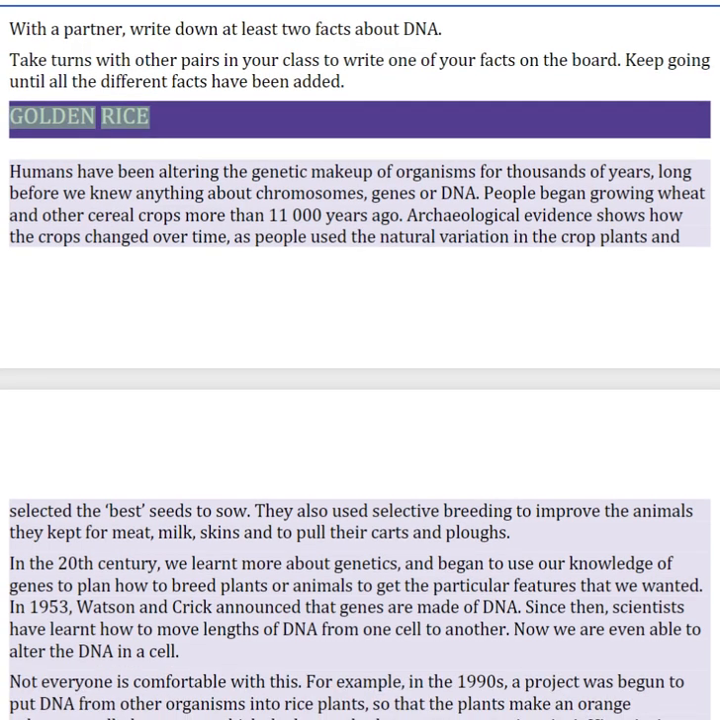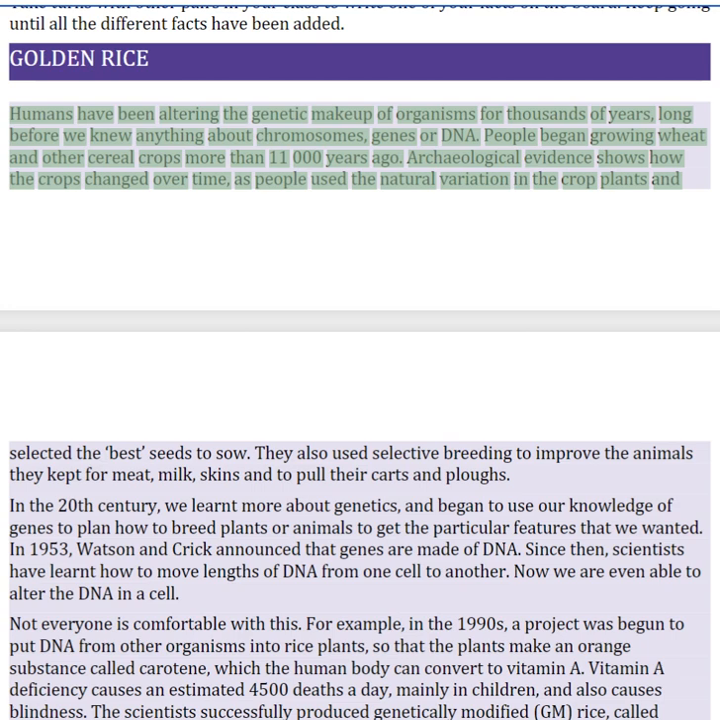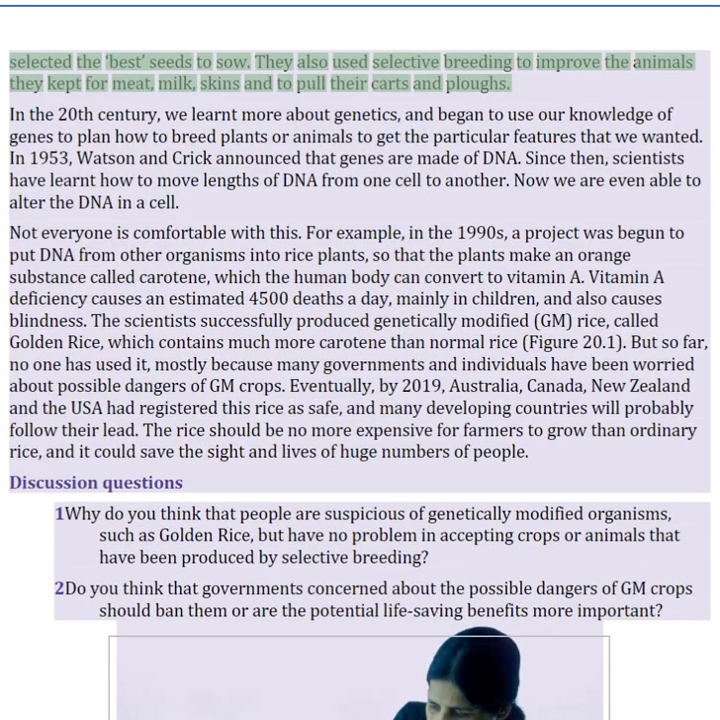Golden rice. Humans have been altering the genetic makeup of organisms for thousands of years, long before we knew anything about chromosomes, genes or DNA. People began growing wheat and other cereal crops more than 11,000 years ago. Archaeological evidence shows how the crops changed over time as people used the natural variation in the crop plants and selected the best seeds to sow. They also used selective breeding to improve the animals they kept for meat, milk, skins and to pull their carts and plows.